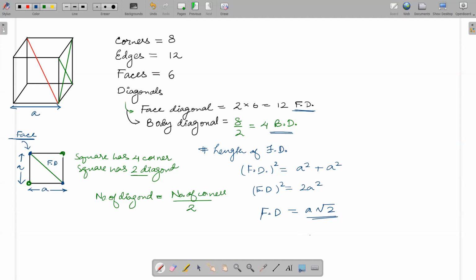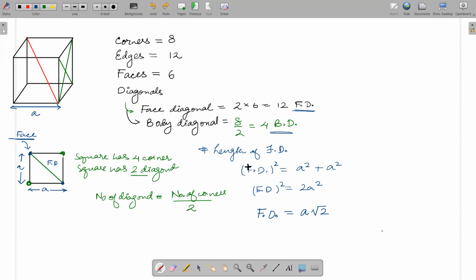Always remember this as A root 2. Don't remember it as just root 2. Sometimes you will write root 2 and inside only A, which is not correct. This is very wrong. You have to remember it as A root 2. Face diagonal is equal to A root 2. Okay, everyone? Any doubt? No, na?